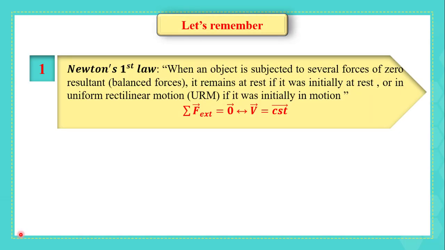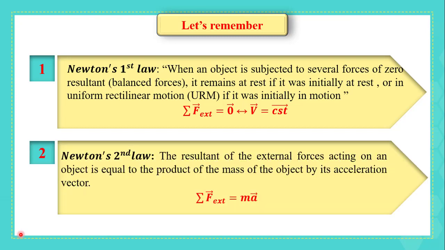Newton's first law states that when an object is subjected to several forces of zero resultant, it remains at rest if it was initially at rest, or in uniform rectilinear motion if it was initially in motion. In other words, the sum of the external forces is equal to the zero vector and the velocity vector remains constant. Newton's second law states that the resultant of the external forces acting on an object is equal to the product of the mass of the object by its acceleration vector.